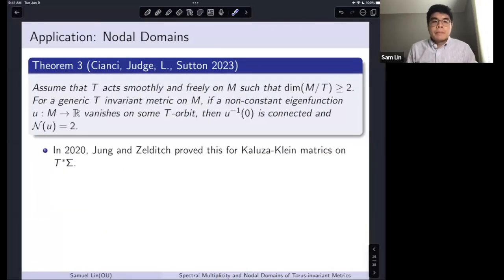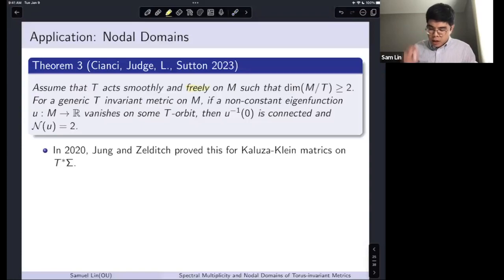Okay, so let me mention our applications for nodal domains. Assume that T, the torus, acts smoothly and freely on M, such that the dimension of the quotient space is greater than or equal to 2. Now, let me mention that in the previous theorem, we don't require the action to be free, but in this theorem, we do require the action to be free. There are some counterexamples in the paper by Jung and Zelditch in 2022.